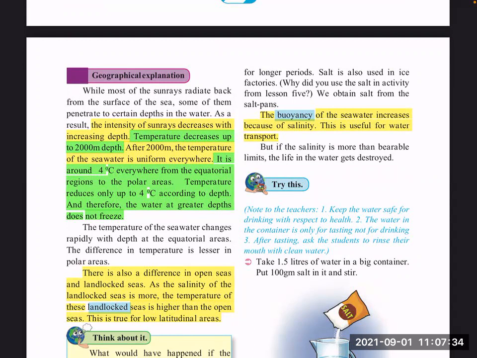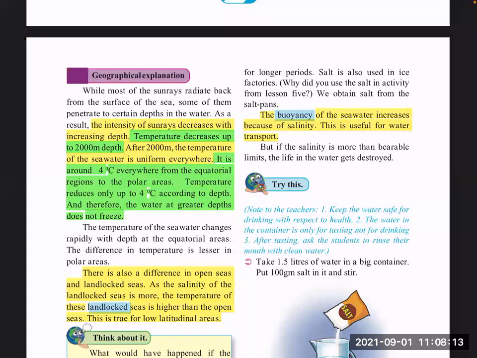The temperature of the seawater changes rapidly with depth. At the equatorial areas, the change in temperature is greater, while in polar areas it is very much lesser. You know, in the polar regions everything is frozen. Even the top layer of the ocean is frozen into a thick layer. Even then, the animals can survive under the seawater, because of this reason only.